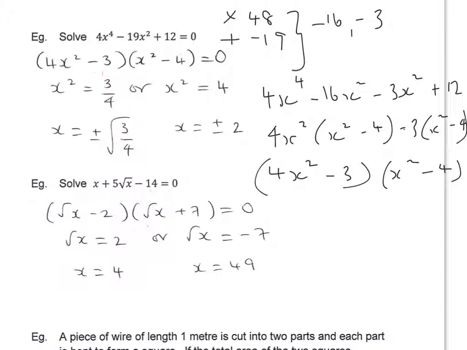Either the first bracket's equal to 0 or the second bracket's equal to 0. So if the first bracket's equal to 0, 4x squared minus 3 is equal to 0, so 4x squared equals 3. Then divide by the 4 to give us x squared equals 3/4. And to solve for x, I need to take the square root of both sides, remembering that when I take the square root, I get a positive and a negative answer. So I've got two answers, plus and minus the root of 3/4. From the second bracket, x squared minus 4 is equal to 0, I get x squared has to equal 4, which again gives me two answers, in this case plus and minus 2 for x.